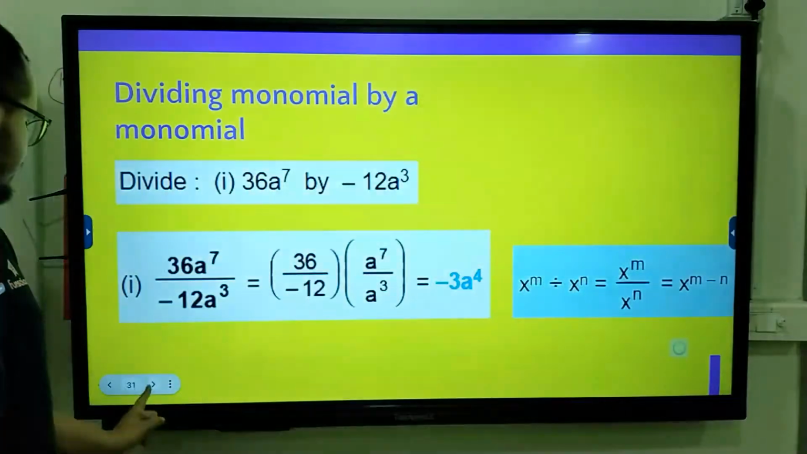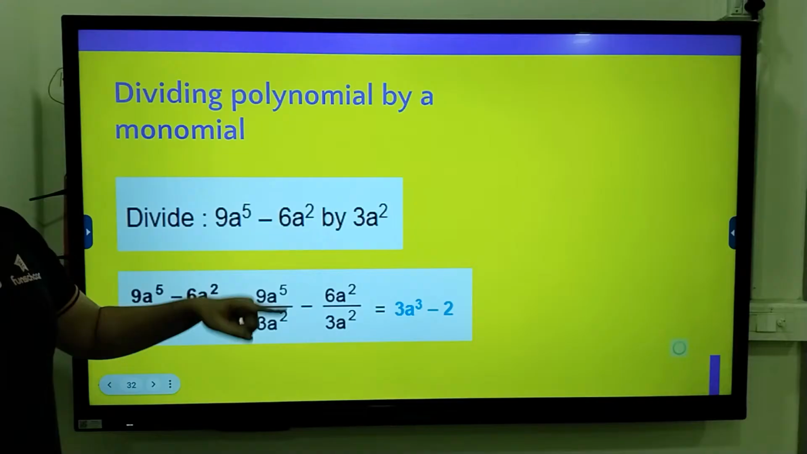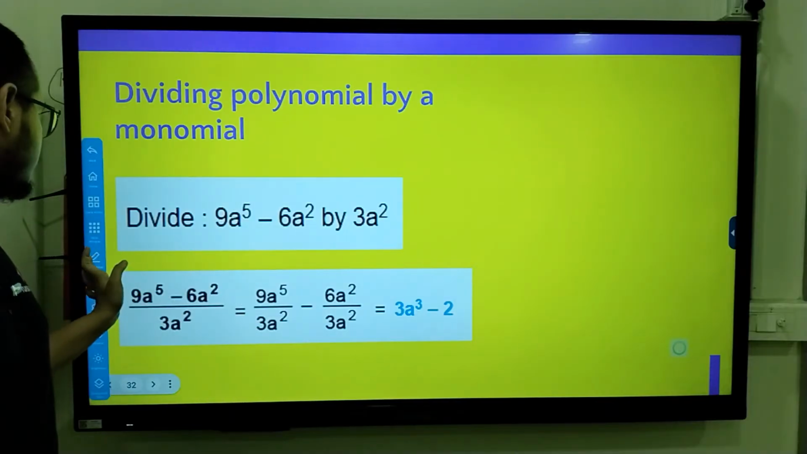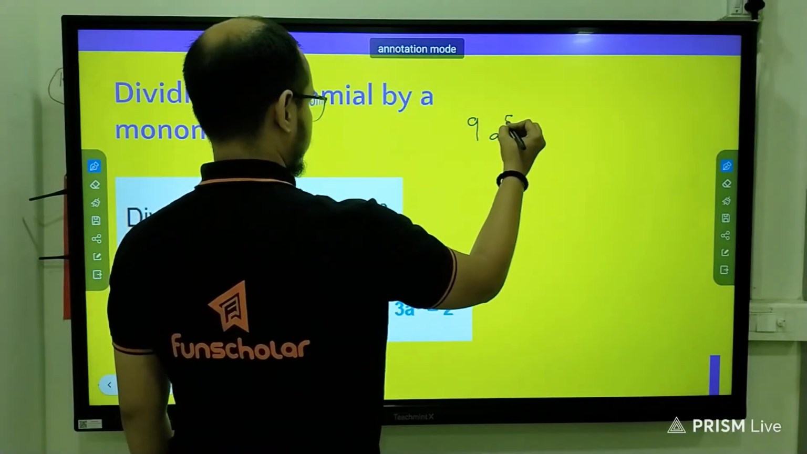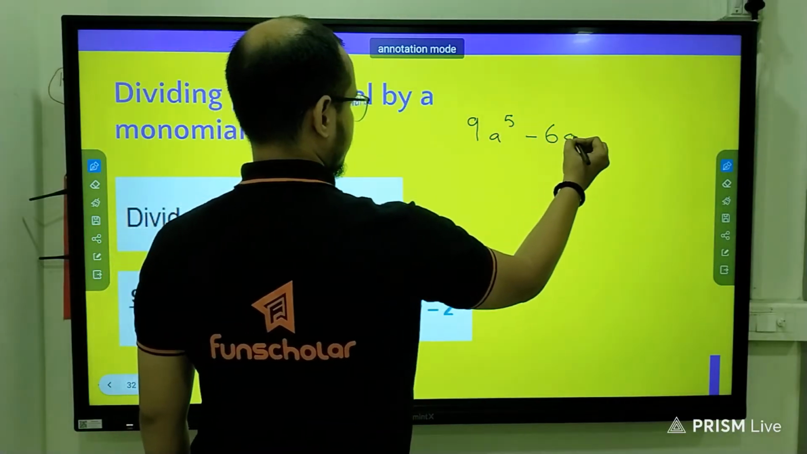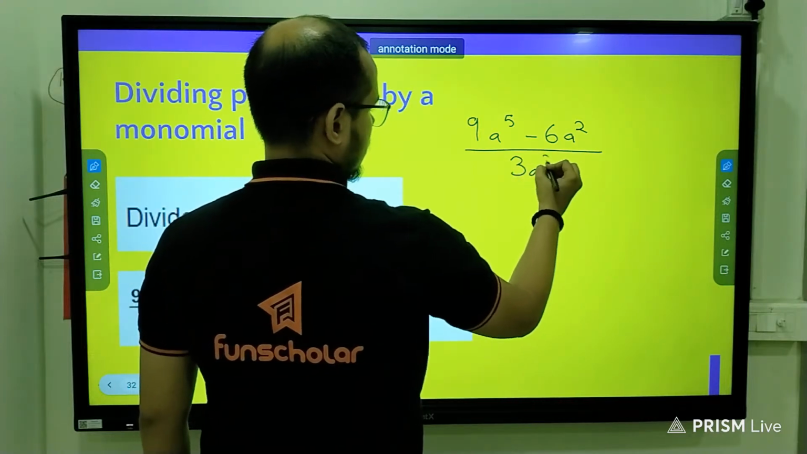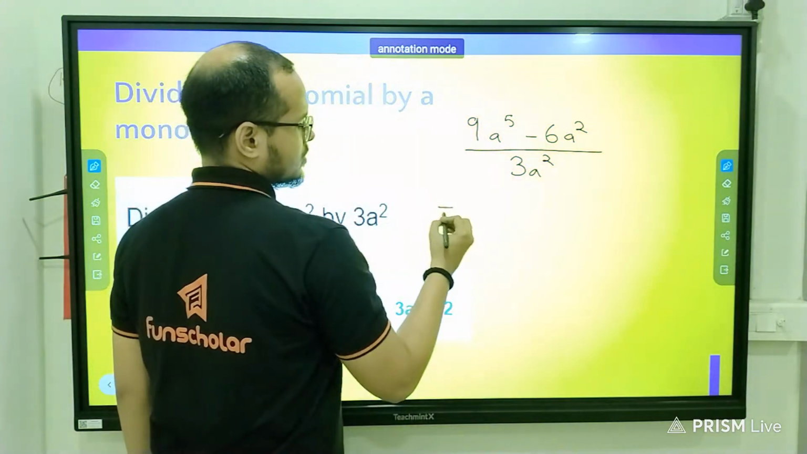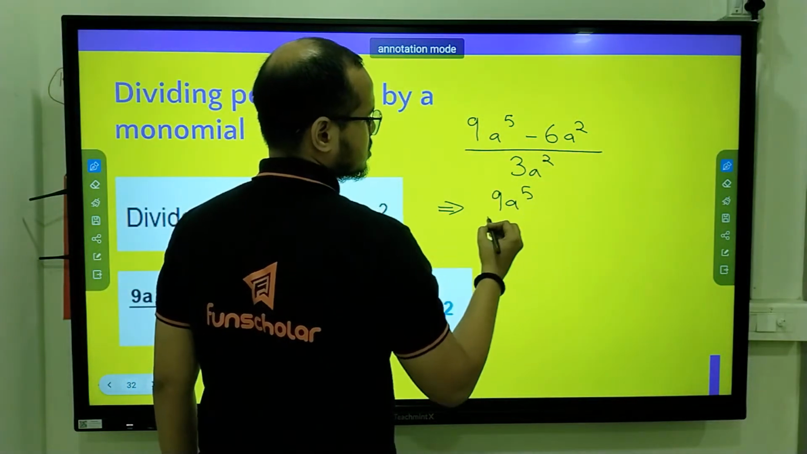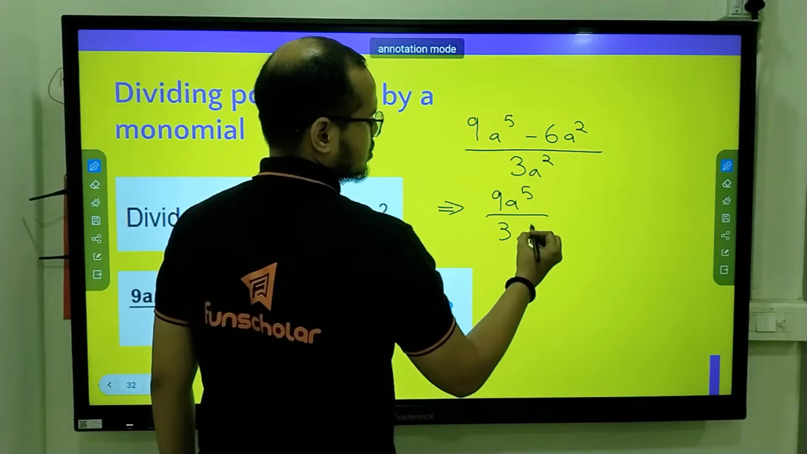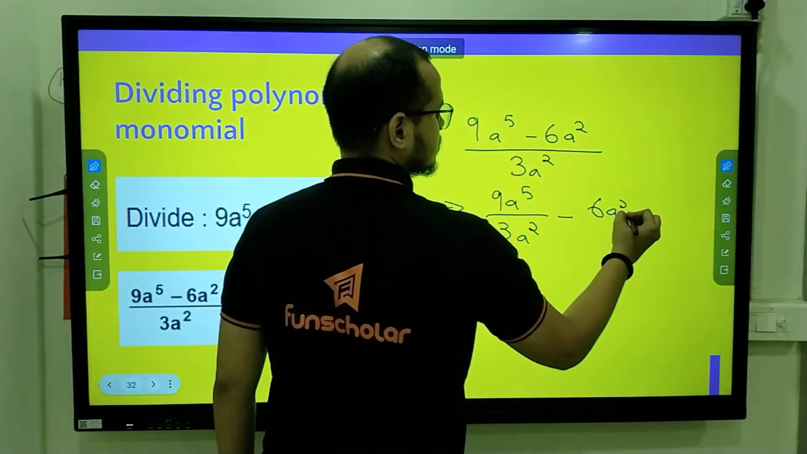Next, divide 9a² by this. See, now here comes something different. See, I have 9a to the power 5 minus 6a². I am dividing both of them by 3a². First step, what we have to do is to divide this, like put this particular denominator equally in both parts.